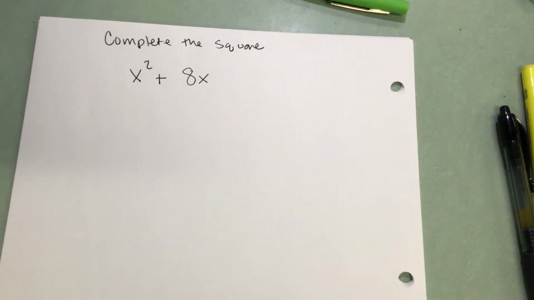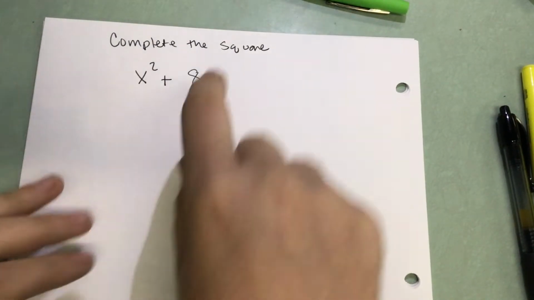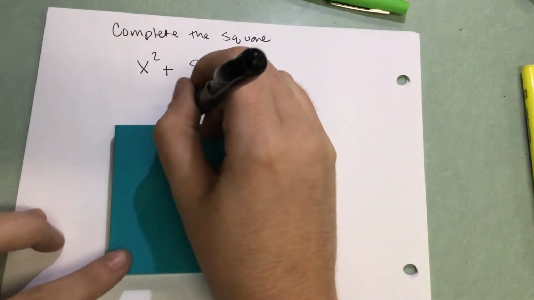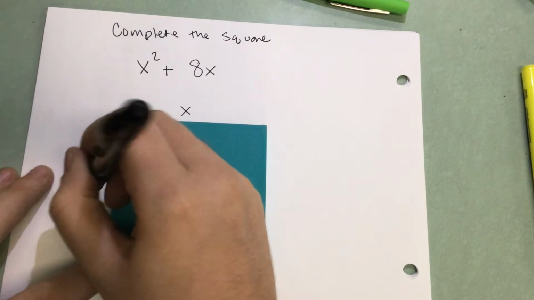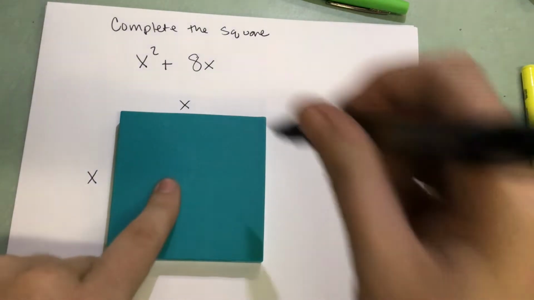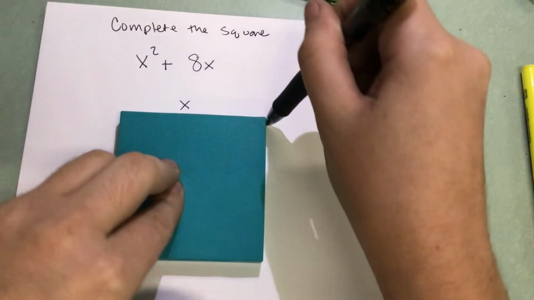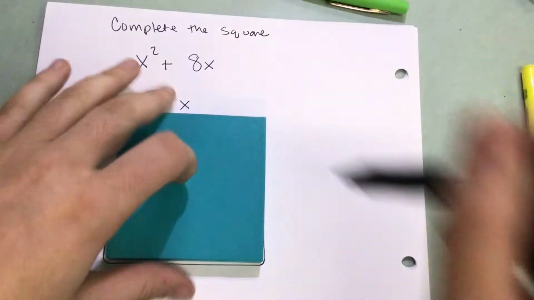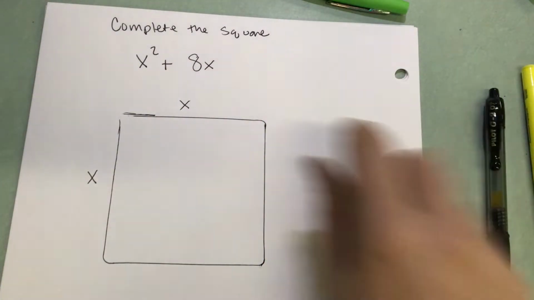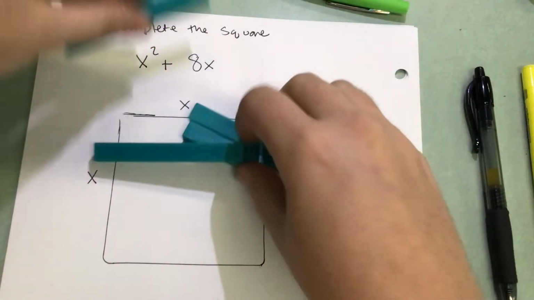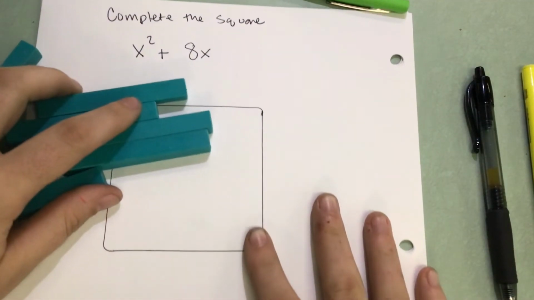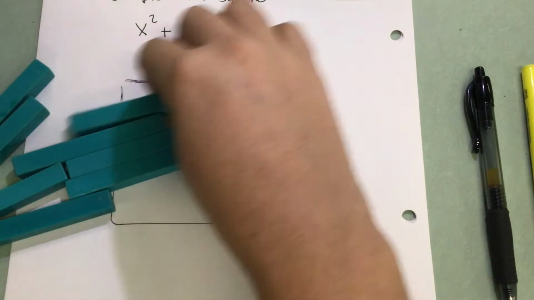Right, let's complete the square. So we were given these two pieces. I was given an x by an x. I'm just going to outline this. So I have an x by an x, and I have 8 of these skinny x's. There's 1, 2, 3, 4, 5, 6, 7, 8. I'm going to be putting these around here to build a perfect cube.